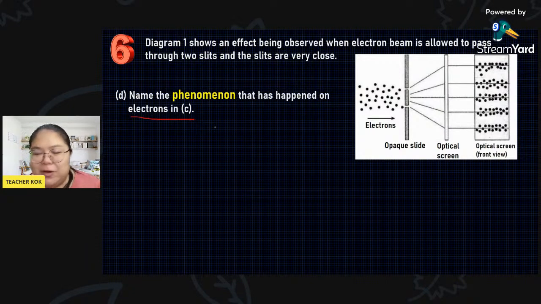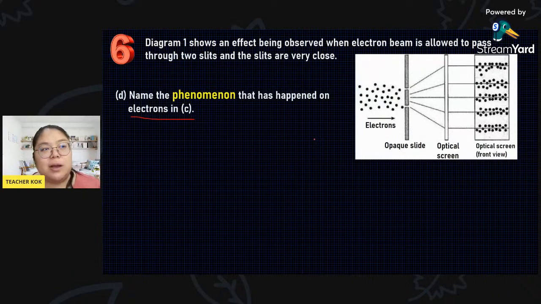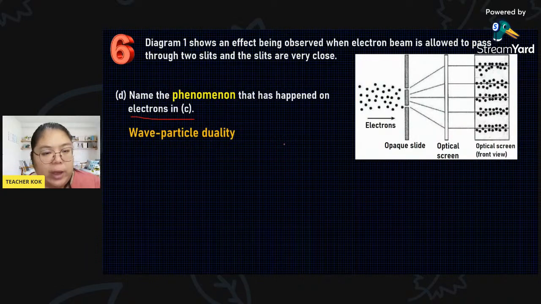Okay, so from here we go through the phenomena for C. I want you to combine. Just now in C we said particle and wave. Now we combine, become one phenomenon. So this phenomenon we call what? We call it wave particle duality. So remember, when the question asks about the phenomena related to particle and wave, we combine together, they become wave particle duality. So this is one of the phenomena.